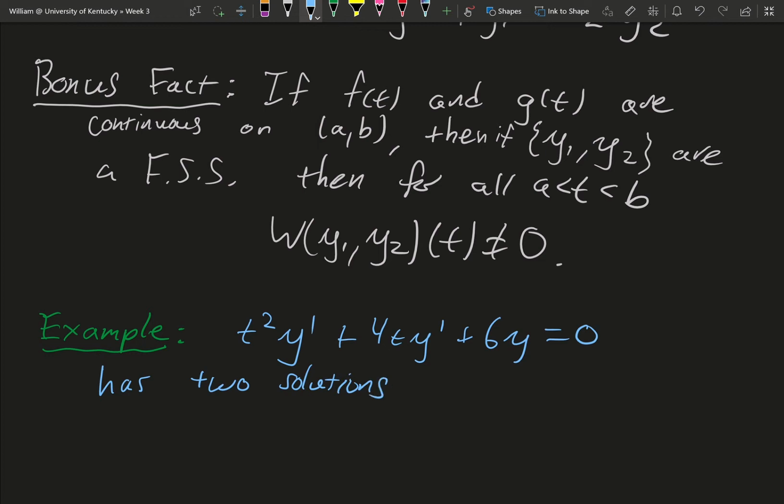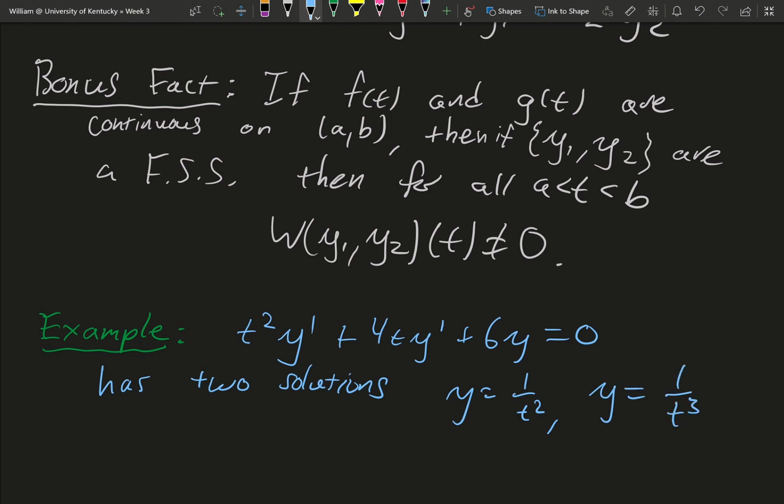So if we look at this equation here, which is like a lot of equations we've looked at, two possible solutions for this are y equals 1 over t squared and y equals 1 over t cubed.